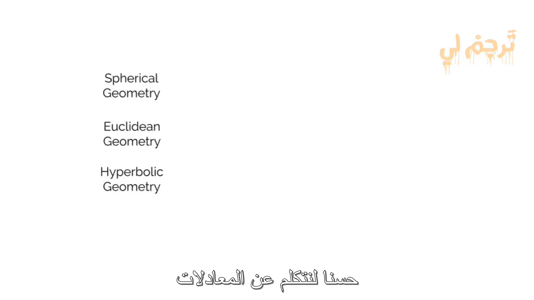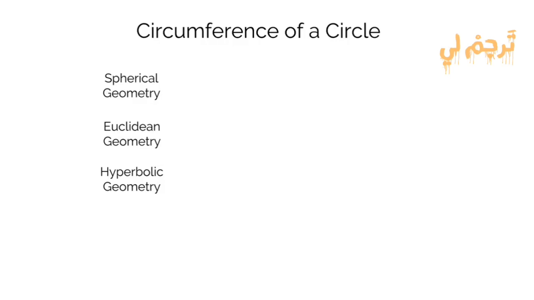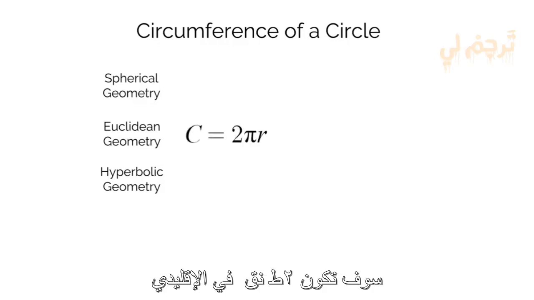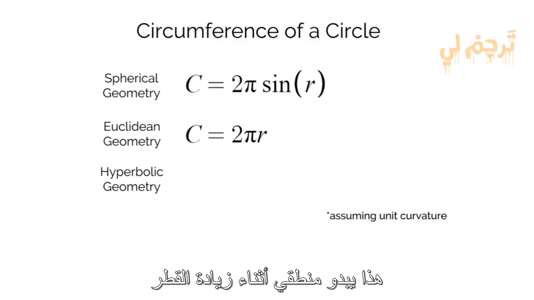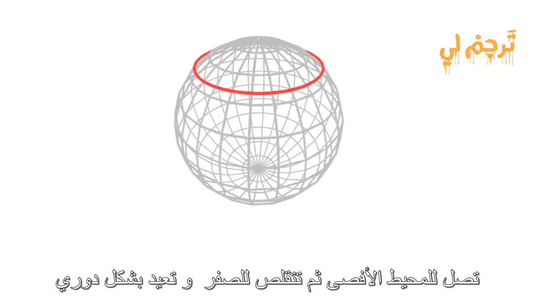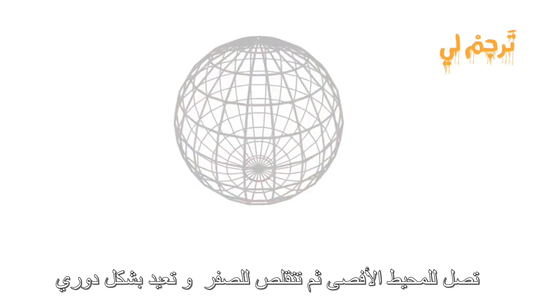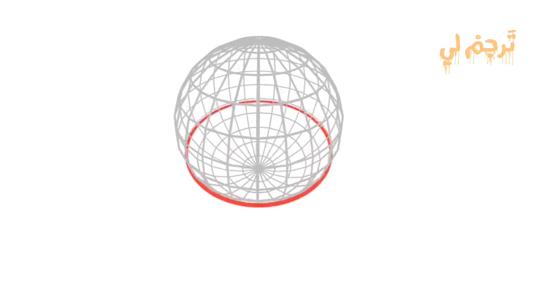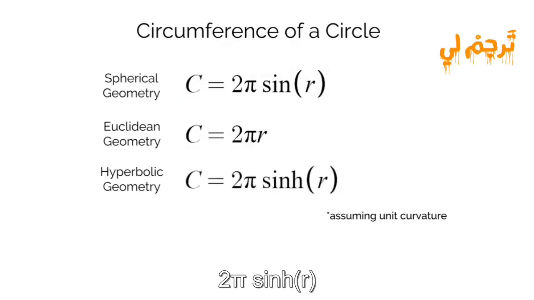Okay, let's switch over to some formulas. How would a curved space affect the circumference of a circle? It's 2 pi r in Euclidean space, but it's 2 pi sin r in spherical space. It should kind of make sense why this is true. As the radius gets larger, it reaches a maximum circumference, then shrinks down to 0, and repeats cyclically. Wanna guess what the hyperbolic opposite is? It's hyperbolic sine, of course.